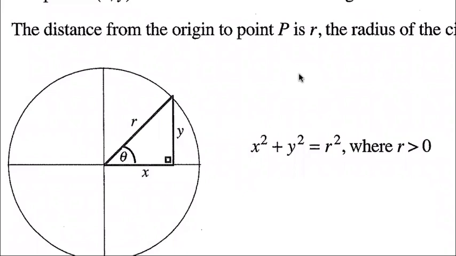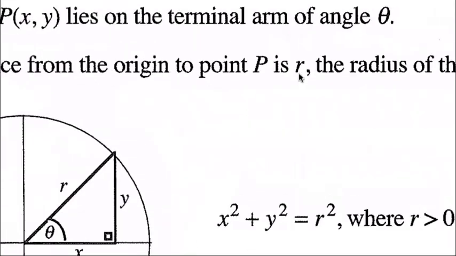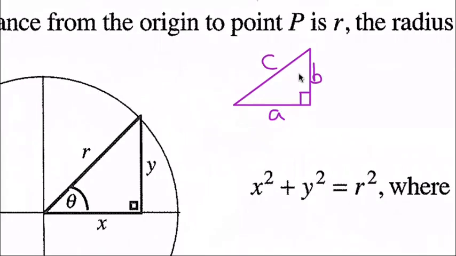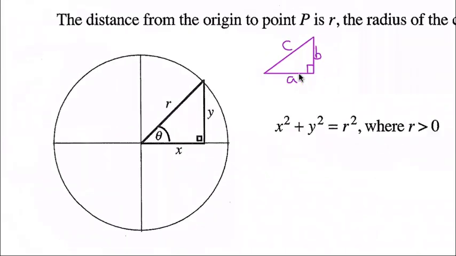So normally our right angle triangle might look like this, with the right angle, where this is A, this is B, and this is C. But now we're going to use X instead of A, Y instead of B, and R instead of C. So it's the same idea, we're just using different variables.